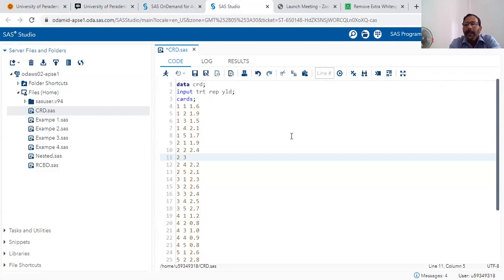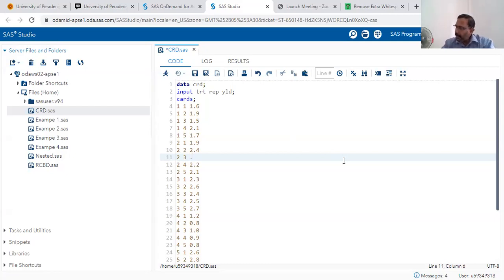You cannot throw the data. All the other data is there. Now this data is missing. In SAS, you can analyze missing data also. What treatment, what replicate is missing? Second treatment, third replicate is missing. In SAS, you simply add a dot for the missing data. Make a note of it.